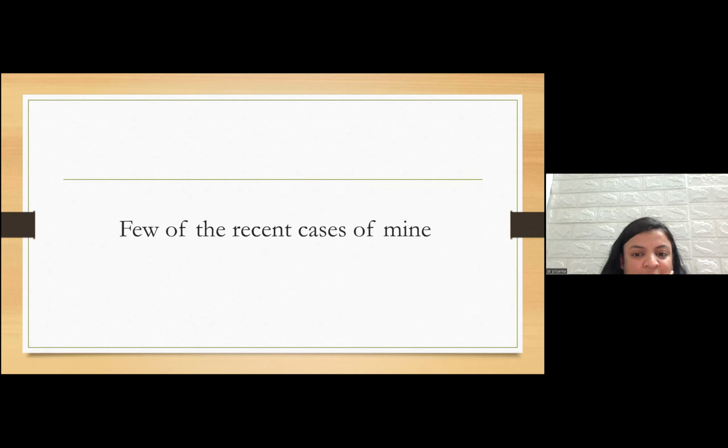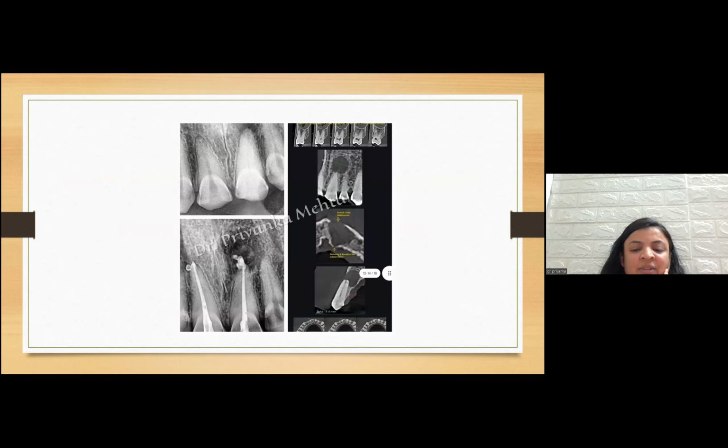So I would like to show a few recent cases of mine. Again, we have seen this case previously. There was a calcified canal. It was like 10 years back. The trauma had happened, and a huge lesion had formed. In our first appointment, we just did vitality checking and opened up tooth number 21. But there was no drainage coming out.